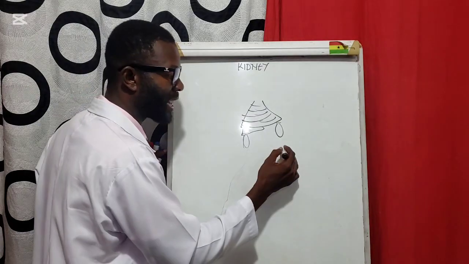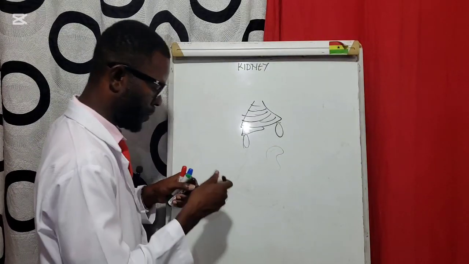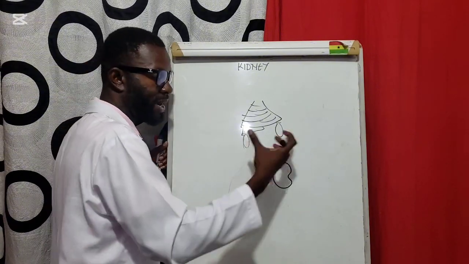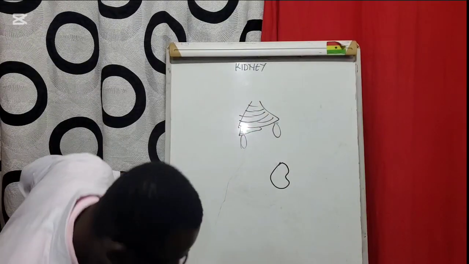And our kidney is like a bean shape. You know bean? Okay, you know bean. It's like a bean shape, like this. That is how our kidney looks, a reddish-brown color. Now let's look at the structure of the kidney.